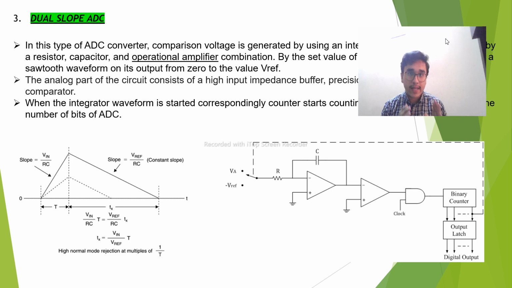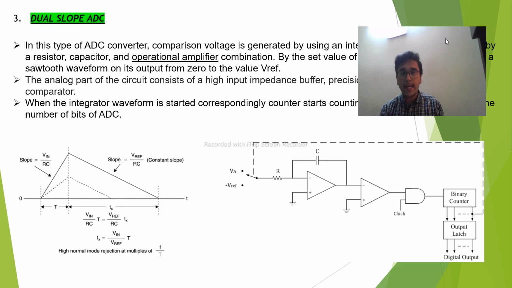Say we have taken capital T for the time of charging and Tx for the time of discharging. For T, we have the formula V reference by RC, into Tx. So V reference is nothing but the reference voltage which is being given, and R and C are the values of the resistor and capacitor, which can be seen here in the integrator part itself. So this is nothing but the dual slope ADC. And the name is dual slope because we have charging and discharging of the capacitor. There are two slopes like this, and hence the name.